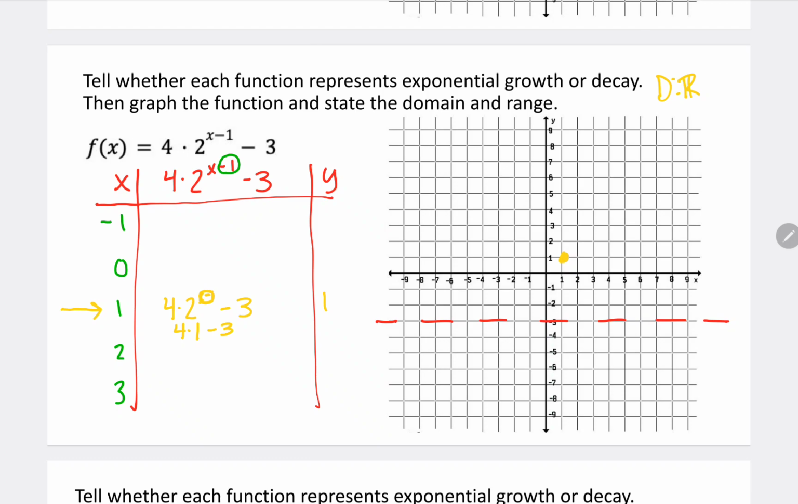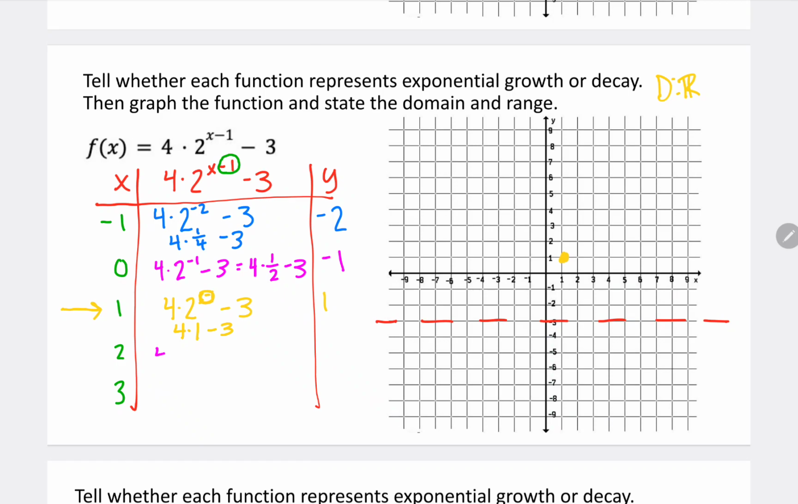Now let's go ahead and hop all the way back up here to the -1. So when I plug in a -1, my exponent is going to be -1 minus 1, which is -2. So I have 4 times 2 to the -2nd power, which is 1/4. 4 times 1/4 is 1, minus 3 is -2. If I plug in 0, I get 2 to the -1st power, which I know is 1/2. So this becomes 4 times 1/2, or 2 minus 3.